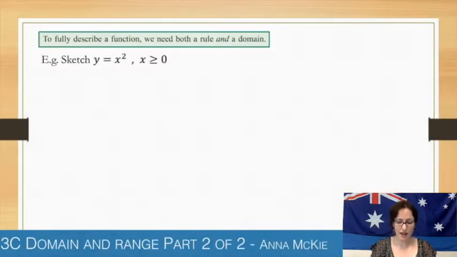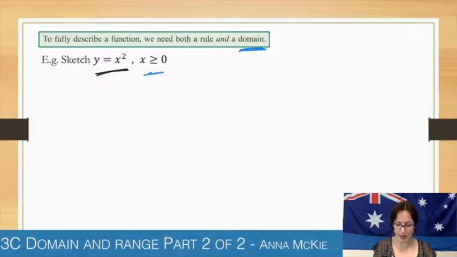Working on some slightly harder concepts here. So to fully describe a function, we need both a rule and a domain, where a rule is an equation that you're usually used to seeing, and then a domain refers to the x values that it can take.